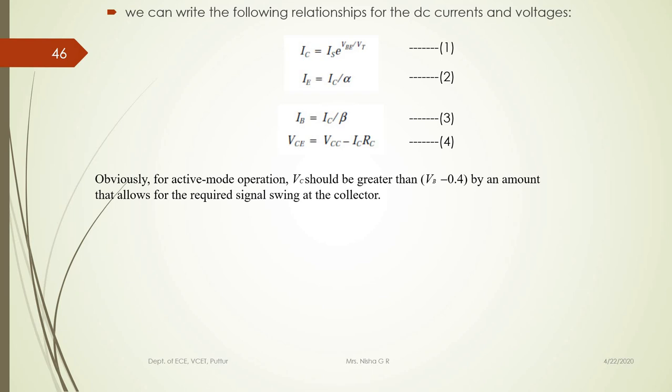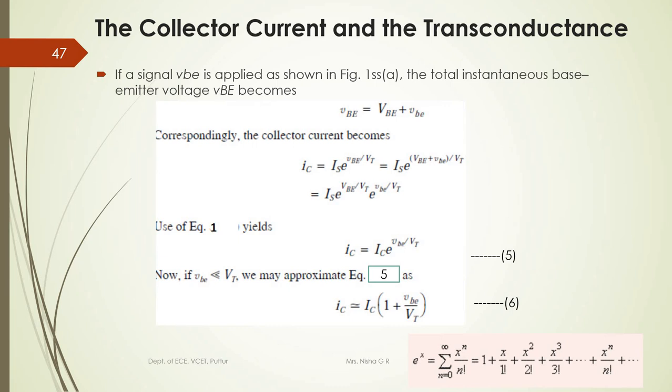Obviously, for active mode operation, your VC, that is the collector voltage, should be greater than the base voltage minus the collector-to-base voltage, that is 0.4, by an amount that allows for the required signal swing at the collector. Okay, so next let us see what is the amount of collector current and what is the transconductance.